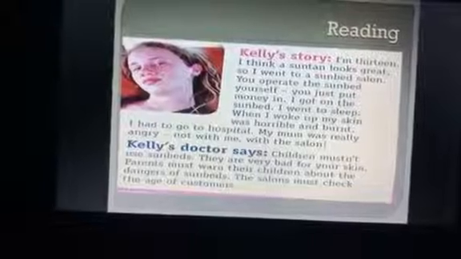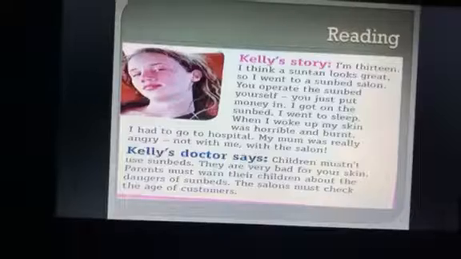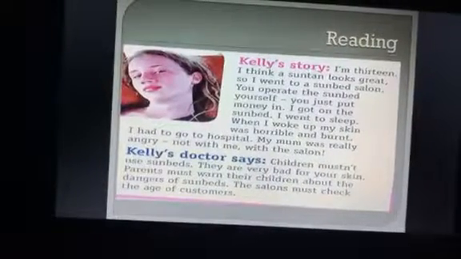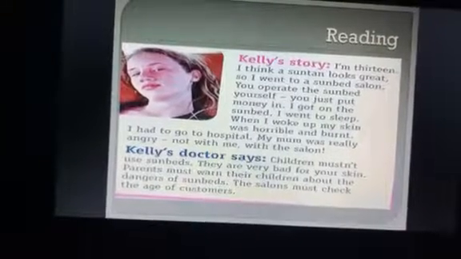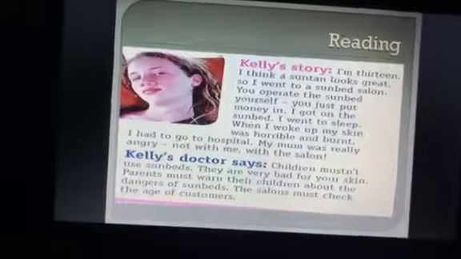Kelly's doctor says, children mustn't use sunbeds. They are very bad for your skin. Parents must warn their children about the danger of sunbeds. The salons must check the age of the customers.